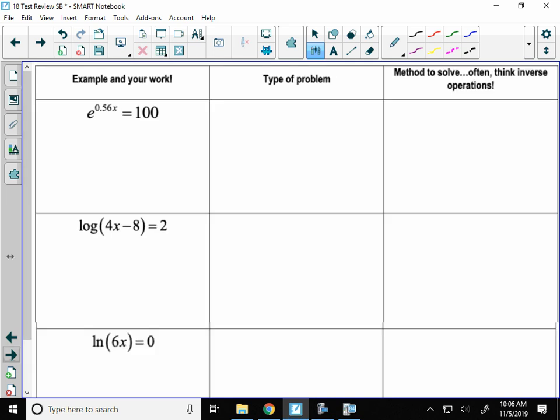e to the 0.56x equals 100. What type of problem is that? Logarithm or exponential? Is there a log there? No, it's still an exponential. There's still x in the exponent. So this is still exponential. Can I use the common bases when I have e? Probably not. I can't even use common bases here. So the method I'm going to use is use a logarithm.